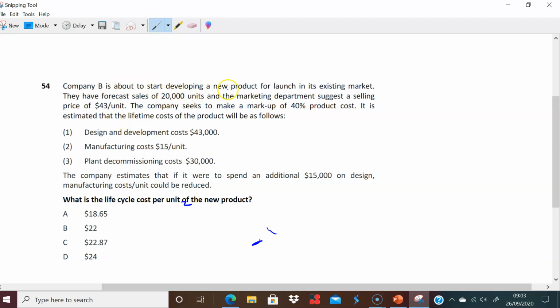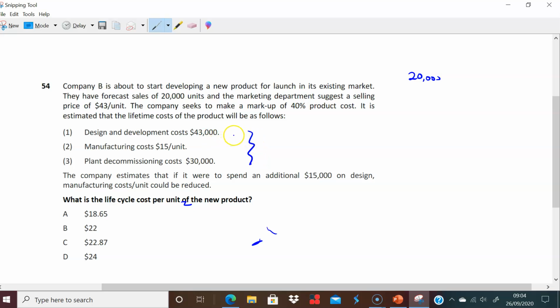Company B is starting to develop a new product for launch in its existing market. It has forecast sales of 20,000 units. Marketing suggests a selling price of 43. The company seeks to make a markup of 40% on product cost. So let's get the product cost and see what we have here.